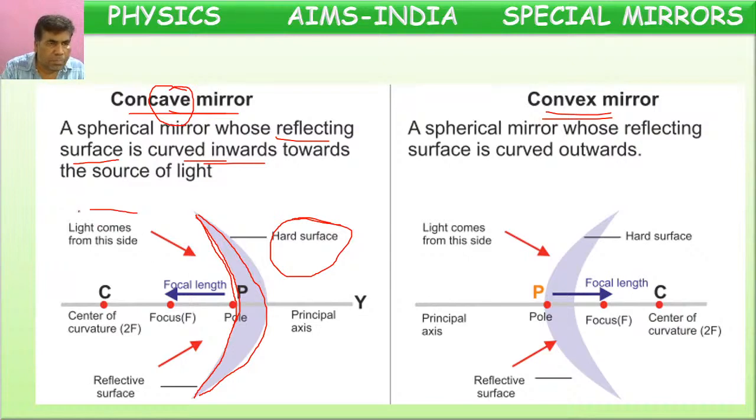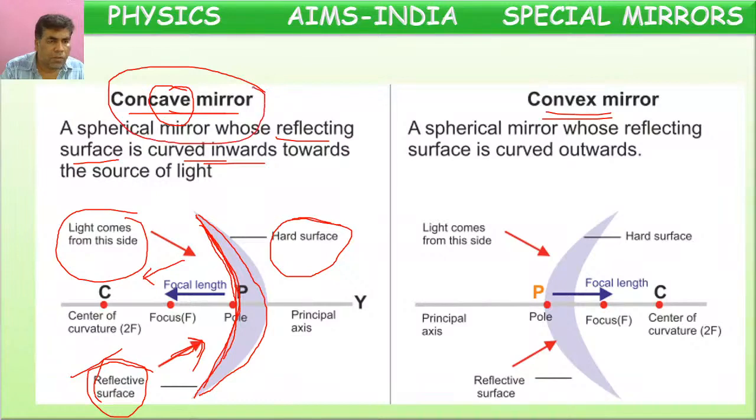Light will come from the left side, touch this part, and reflection happens from this part. So this is considered the reflective surface. The curved inwards part is the reflective surface. We call it a concave mirror. Next, the convex mirror. Convex mirror means the curved outward part will act like the reflecting surface.